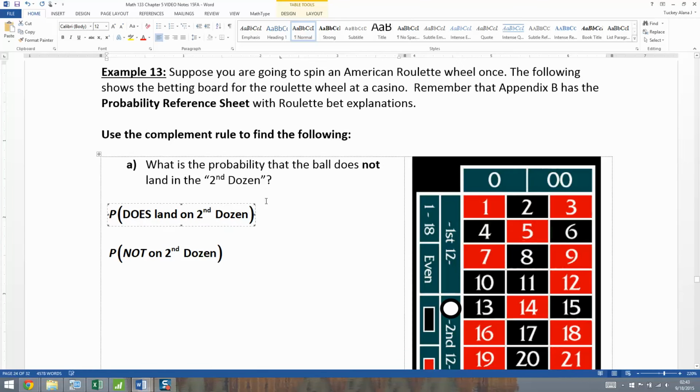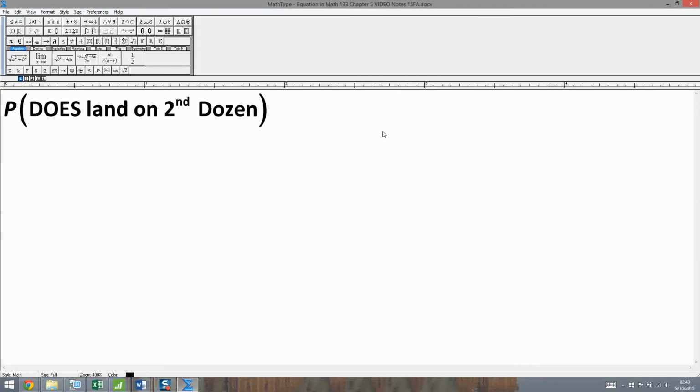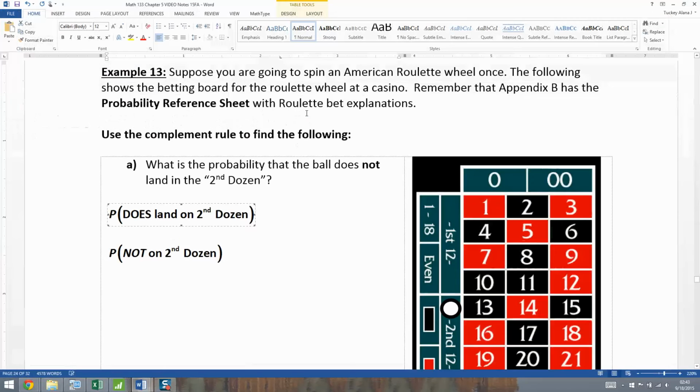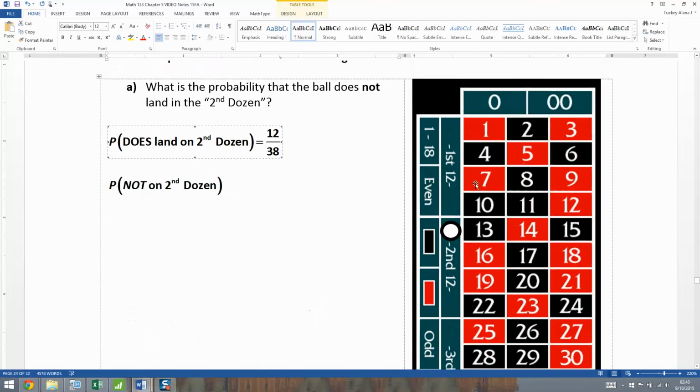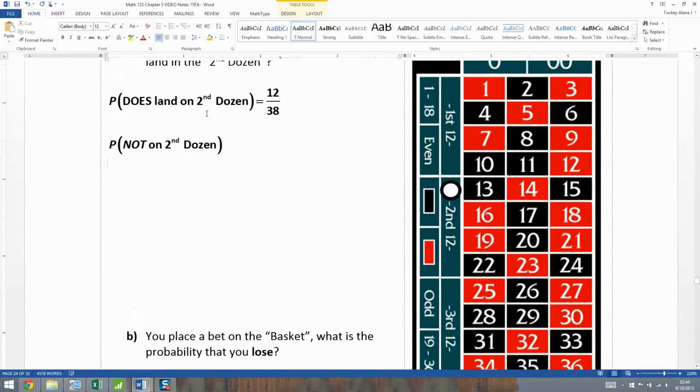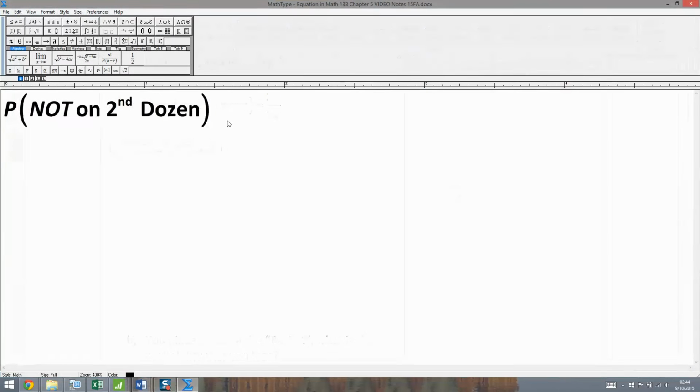Well, that's pretty straightforward. The probability that it lands on the second dozen is 12 out of 38, right? Because there's 12 spaces there out of 38 total. I'll figure out the decimals later if I need to, but 12 out of 38, 12 spots right there in the middle. So not being on the second dozen would be 1 minus the probability that it does land on the second dozen.